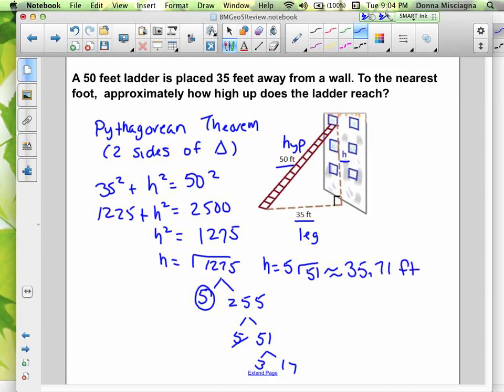So if it says approximate, you can get a decimal equivalent. Otherwise, we want exact answers. And so for a missing side, if you've got two sides of the right triangle, just use the Pythagorean theorem. Don't use a trig ratio.